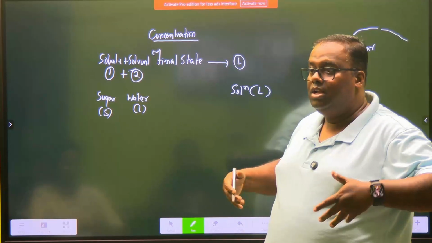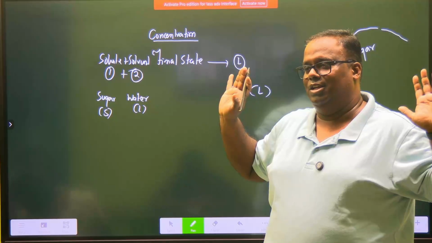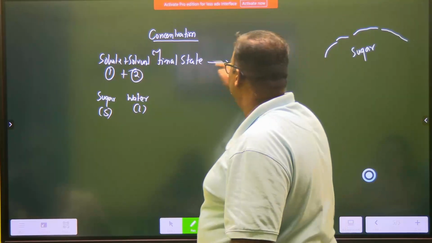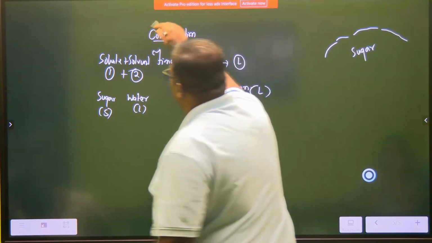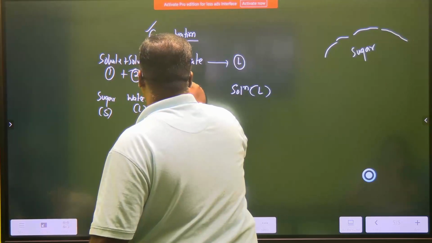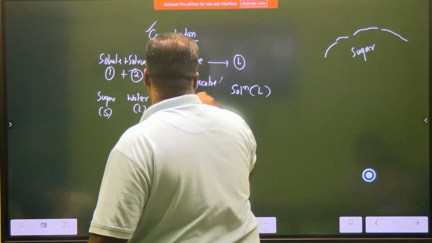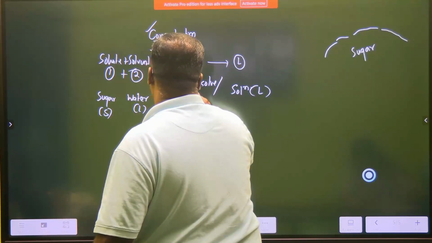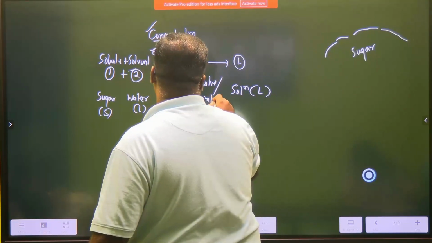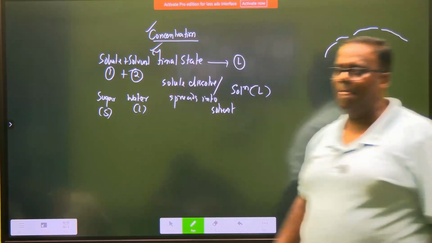Solvent is the one in which the solute spreads across. Best answer. This is the third one. So one is this, one is that, or the solute dissolves or spreads into the solvent. Now look, you will all be able to answer.